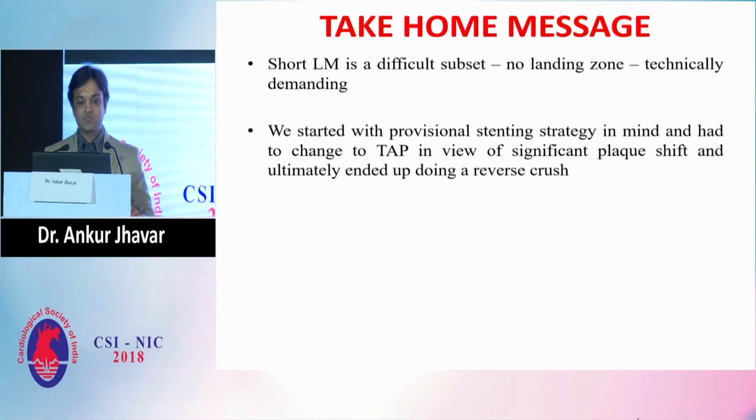So the take-home message from this case: we had a short left main, and short left main is a difficult subset. There is no proper landing zone. It is obviously technically demanding. So initially in our case, we started with provisional stenting in mind and had to change to a TAP because of the significant plaque shift, and ultimately landed up doing a reverse crush.